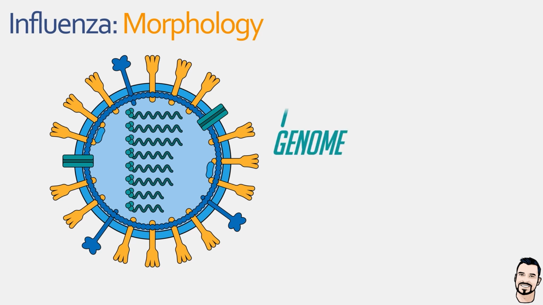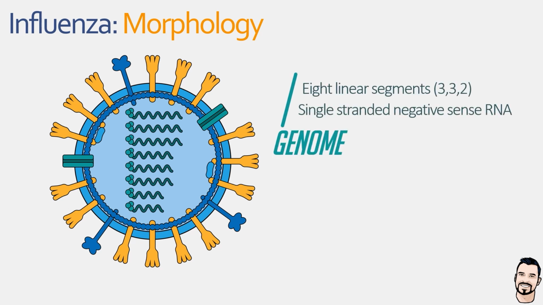Now, within the structure, we have the genome, which for the influenza A virus is 13.5 kilobases split across 8 linear segments of single-stranded negative sense RNA, with 3 large, 3 medium, and 2 small segments.